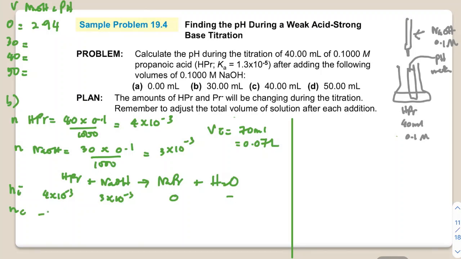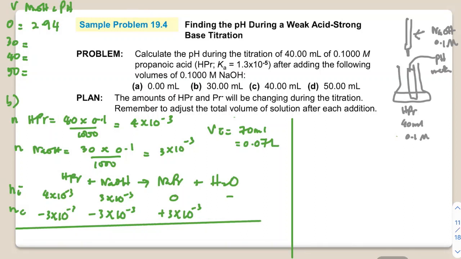So negative 3 times 10 negative 3, here negative 3 times 10 negative 3, plus 3 times 10 negative 3, and final will be equal to 1 times 10 negative 3 mole of the HPr that is left, no more sodium hydroxide left, and we have NaPr that is formed is 3 times 10 negative 3 mole.